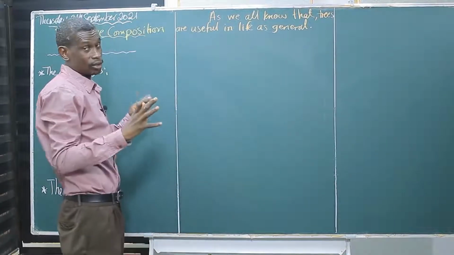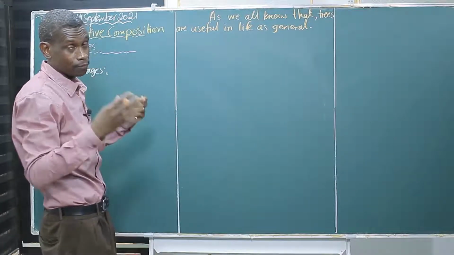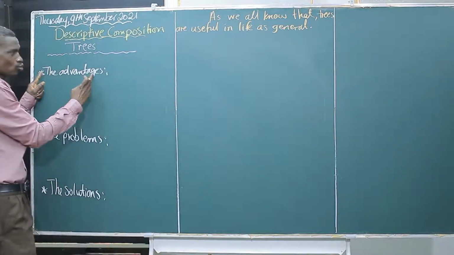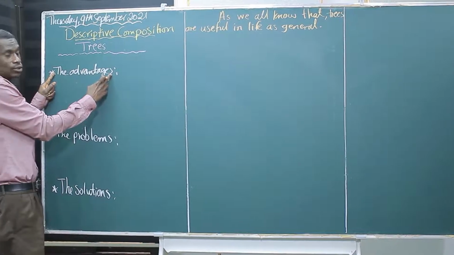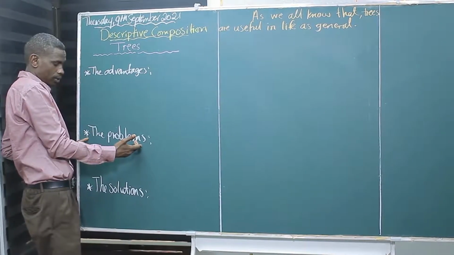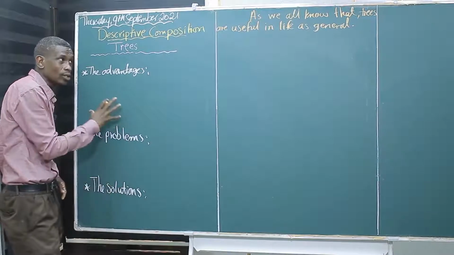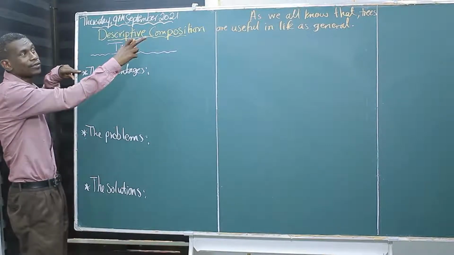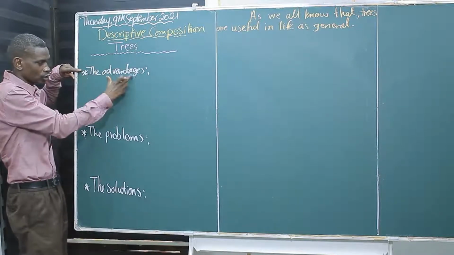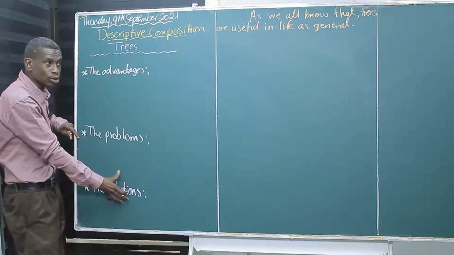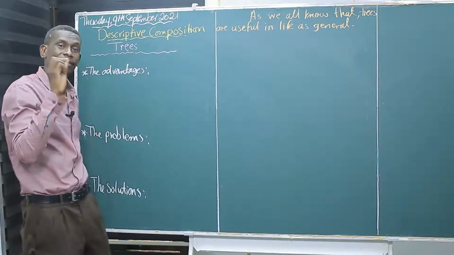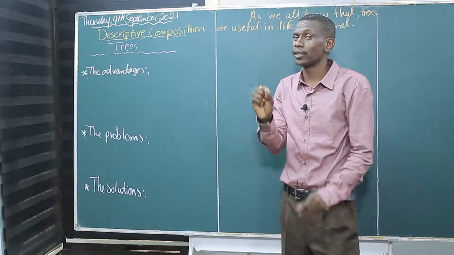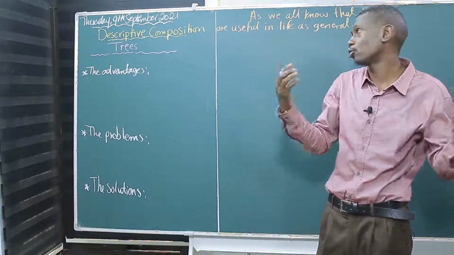I'm writing an introduction. In the introduction, I'm going to give the reader a general idea about trees. Look at this. Trees have advantages and they face problems, and we have to find solutions. So I have to include these points in the introduction: the advantages, the problems, and the solutions, because it's going to highlight and give the reader a general idea about the topic.